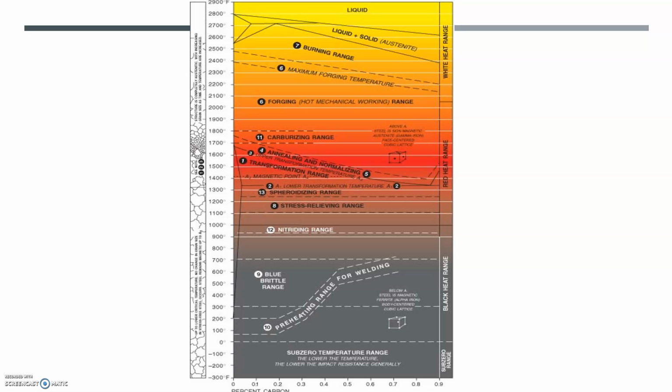This diagram shows the changes from liquid to a solid. At 2800 degrees, liquid turns to a solid. One thing to jot down is that 721 degrees Celsius is the lower critical temperature of carbon steel.